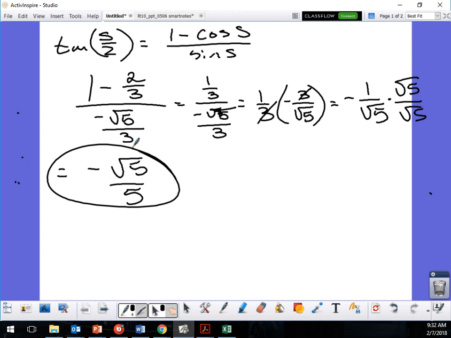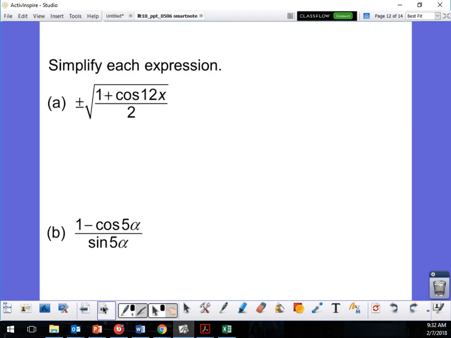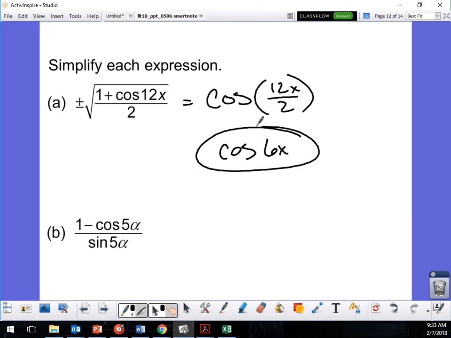Okay, so let's take a look at my last one here. This one goes along with matching the formula. Which formula is this? Cosine. That one's cosine? Yes. Okay, so that's cosine of something over 2, right? Of 12x over 2. So this equals cosine of 12x over 2. Can you simplify this? Yeah. So what do I get? Cosine of 6x. And that's it?